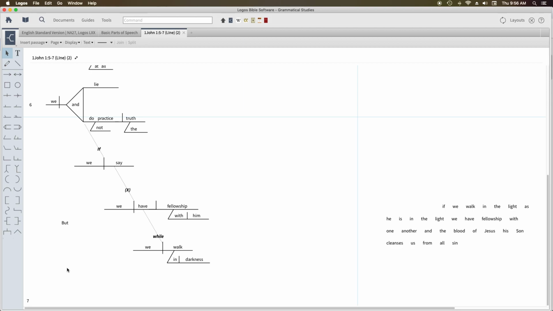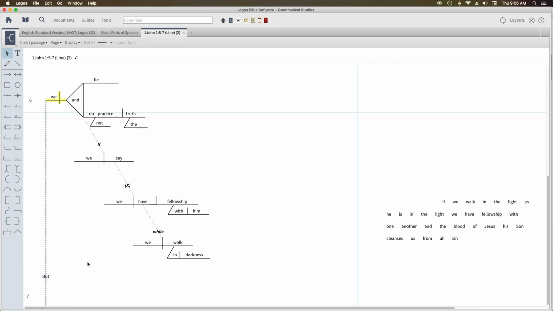I'm going to come down here. I'm going to paste it, but we need to have it pretty long. Copying and pasting will save you a lot of time. So once you get certain shapes, you can continue to copy and paste them. I'm going to begin the but right here at verse 7 because this is where verse 7 begins.